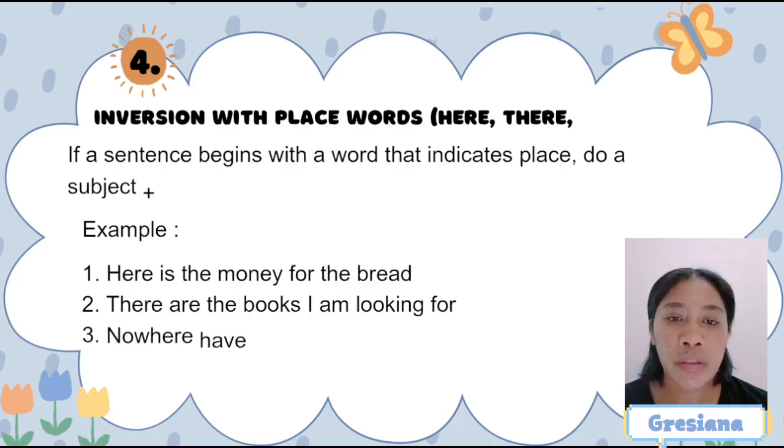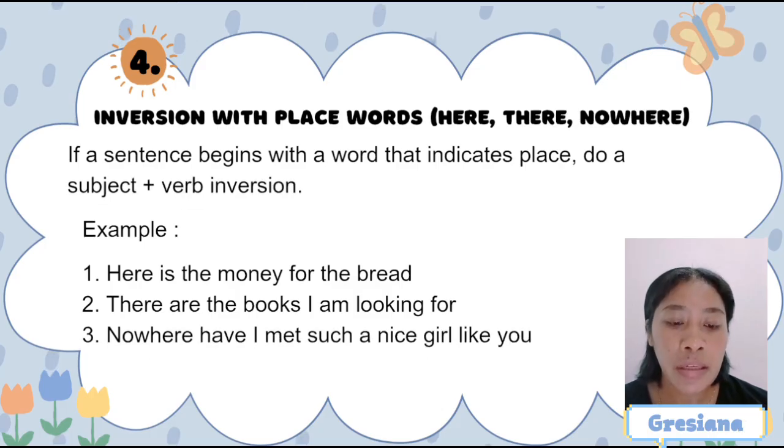Inversion with place words: here, there, now here. If a sentence begins with a word that indicates place, do a subject plus verb inversion. Example 1. Here is the money for the birds. 2. There are the books I'm looking for. 3. Nowhere have I met such a neat girl like you.